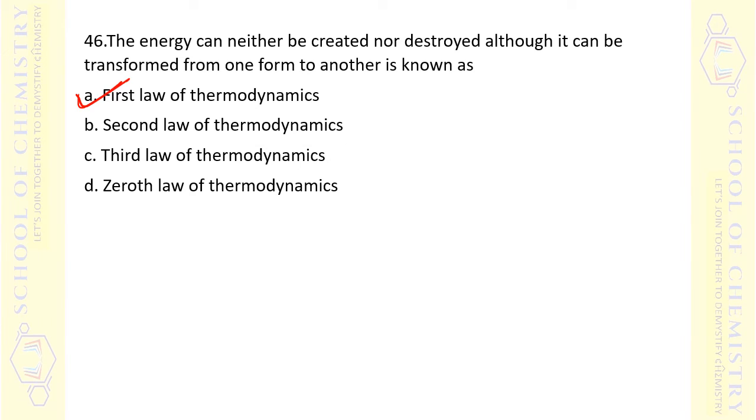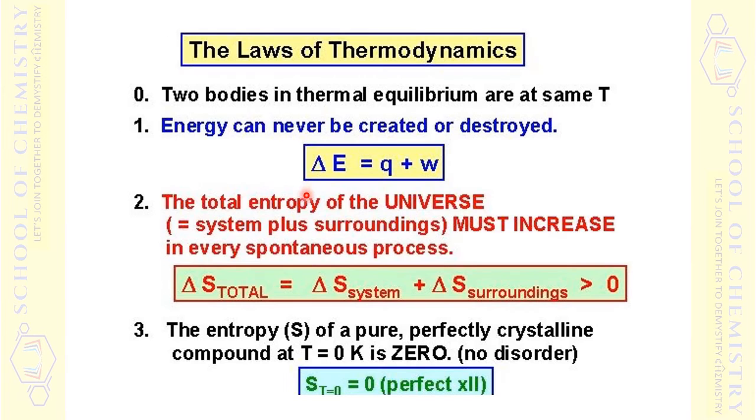Of course, the first law of thermodynamics can be represented in different ways. One of the popular forms of the first law is that energy can neither be created nor be destroyed. And it is expected that you should know all the laws and their mathematical forms, which you can find here. The zeroth law says that if two bodies are in thermal equilibrium, then they will be at the same temperature. This is one of the forms.